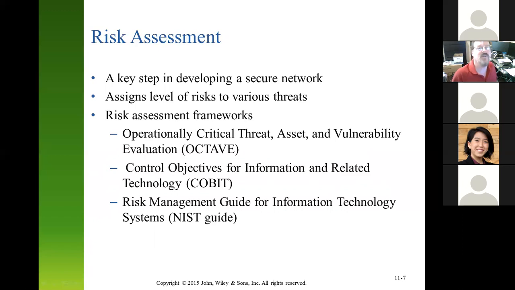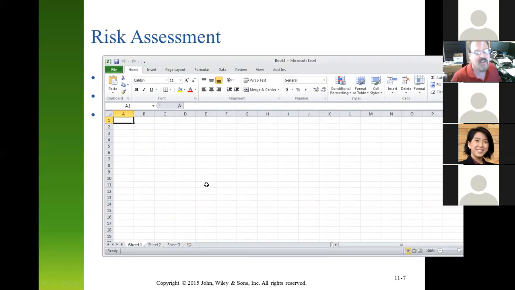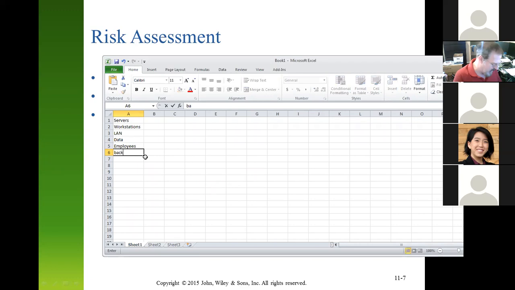So this is the way we used to do it back in the old days as network managers, before we had some nice criteria to go by. We would basically create an XY axis, and we would list all of our assets down the list here, like servers, workstations, LAN, data, employees. Employees are an asset as well, by the way. You guys are assets. Backups. Every single asset that you can think of that has anything to do with your network.